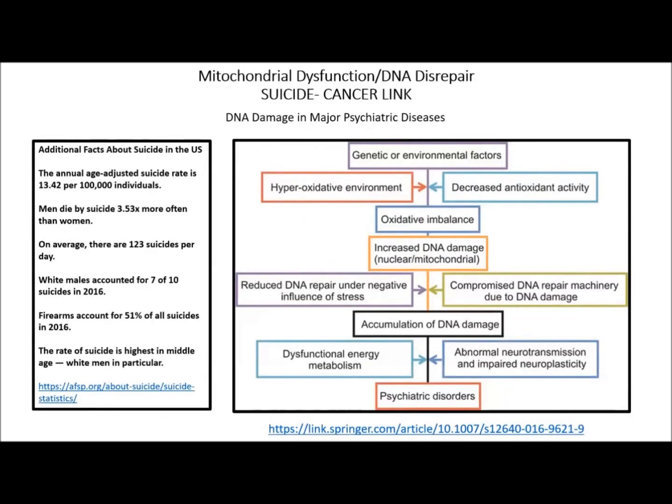So I'm going to connect the mitochondrial dysfunction and DNA disrepair into behavioral health and the suicide epidemic. If you follow right down the path on the right-hand side, you're going to see you have your reactive oxygen, your oxidative stress, then you have your DNA damage and DNA disrepair, and then you have what's called metabolic dysfunction. And then it leads to psychiatric disorders. So not only does it lead to psychiatric disorders, it leads to cancer. Suicide and cancer are both linked directly together by oxidative stress, mitochondrial dysfunction, metabolic dysfunction.